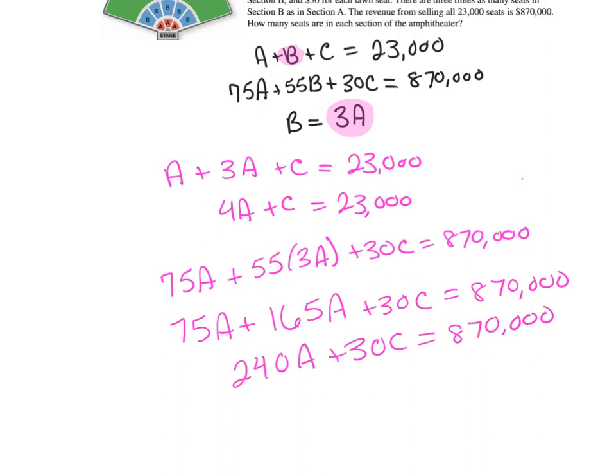So that gives us 2 equations with 2 variables. So here's the one equation, and here's the other. So they both have A and C. So we are going to use those 2 equations and eliminate one of the variables. Now, my larger equation, which is the second one, 30C is the smallest number we have. So I'm going to multiply the first equation by -30.